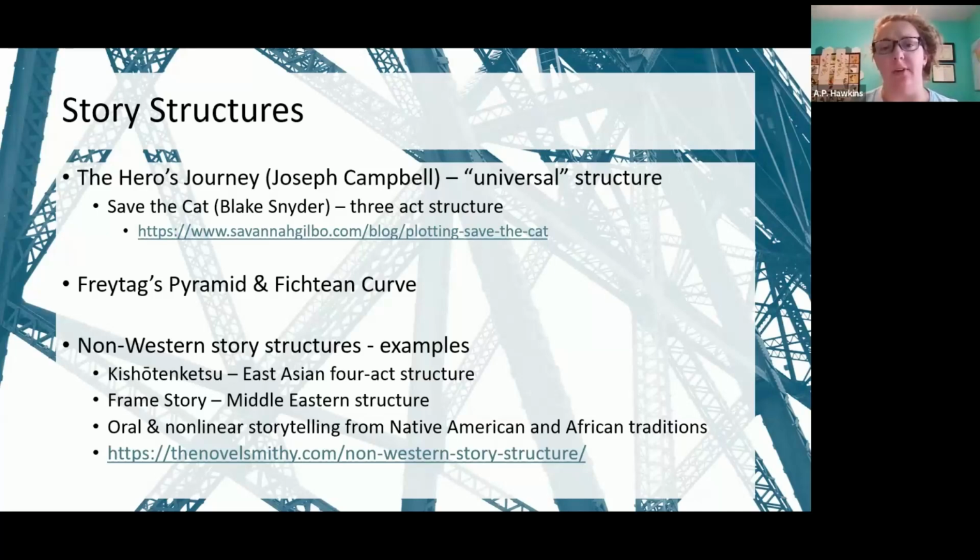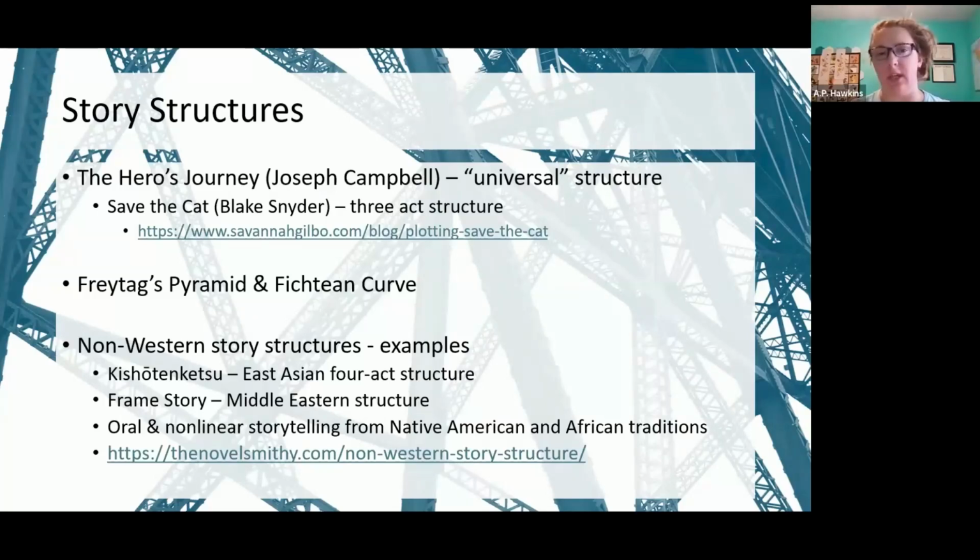And then we also have a lot of examples of non-Western storytelling, which are stories that don't come from a Western or European tradition. None of these cultures are monoliths. These cultures have many different ways of telling stories, but here are just some examples.